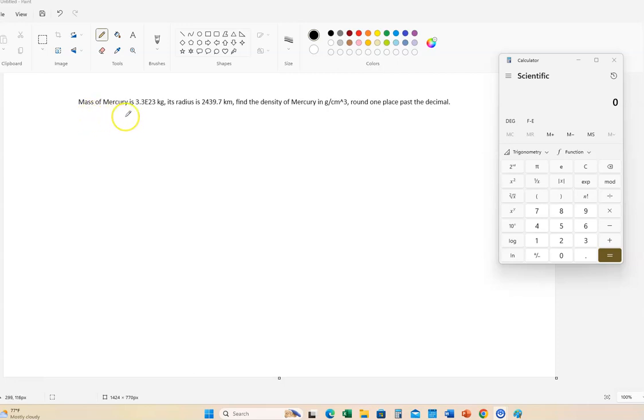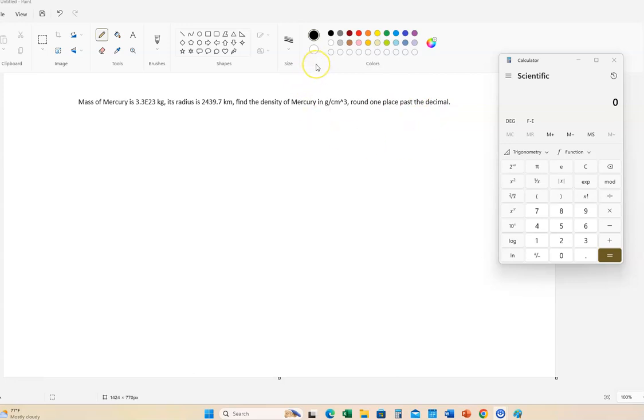All right, so anyhow, the mass of mercury is found to be 3.3 times 10 to the 23rd kilograms. Its radius is 2,439.7 kilometers. Find the density of mercury in grams per centimeter cubed. I couldn't do the superscript, but that caret key just means raised to the third power. Round to one place past the decimal.